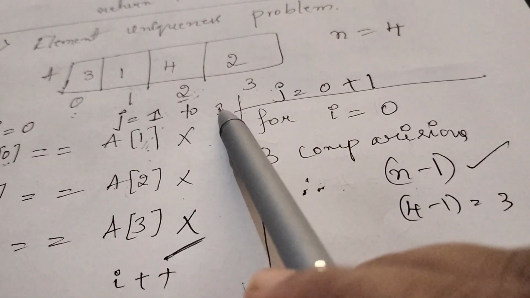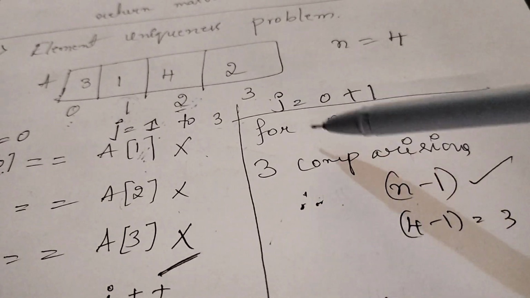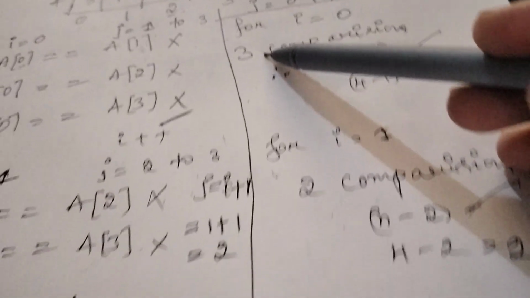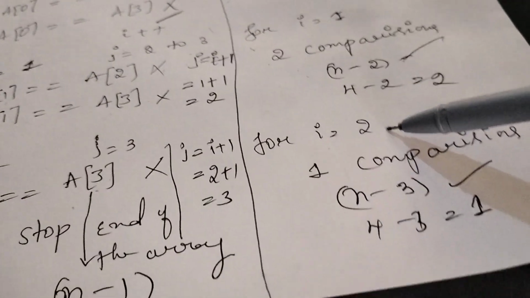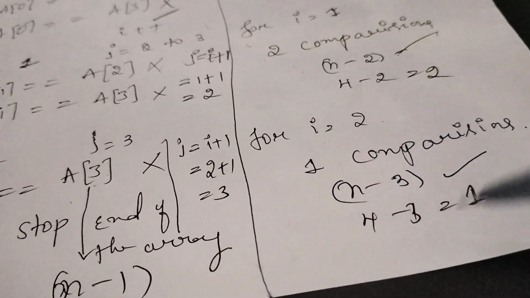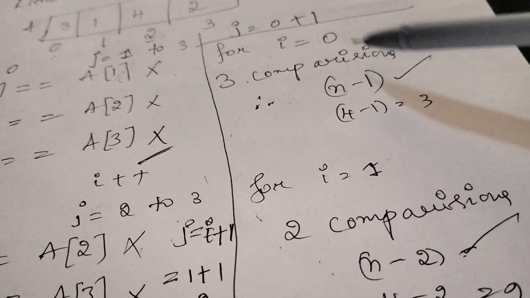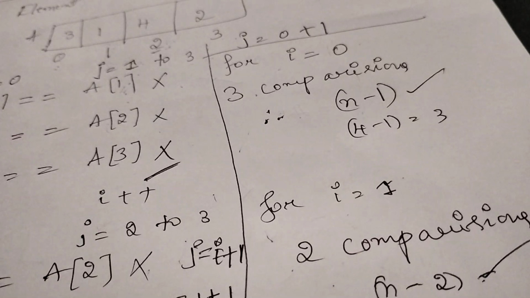Or else you can observe this pattern. For I value 0, we are performing 3 comparisons. For I value 1, we are performing 2 comparisons. And for I value 2, we are performing 1 comparison. This is how we get the values, by subtracting each of the values. So now you got it, I think.